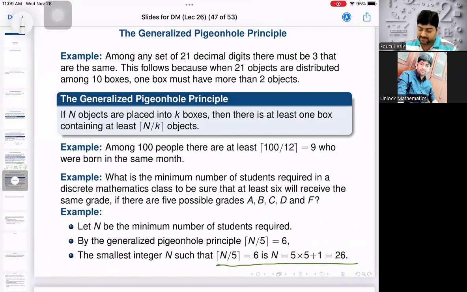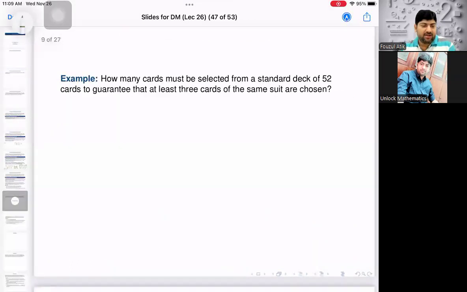We'll discuss one more problem here. Look at this problem. How many cards must be selected from a standard deck of 52 cards to guarantee that at least 3 cards of the same suit are chosen? So in a standard deck of 52 cards, what is the minimum number of cards you can choose so that you can say that at least 3 cards are of the same suit?